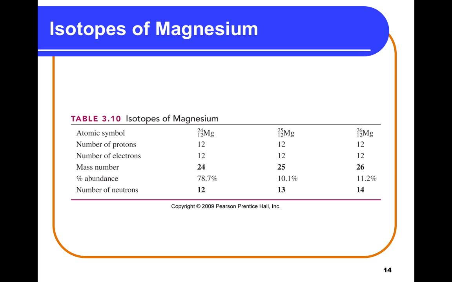The isotopes themselves are in different percentages, which is called relative abundance, for different isotopes of the same element. Here's an example of the isotopes of magnesium: magnesium-24, magnesium-25, and magnesium-26, and it shows you the only difference is the number of neutrons. We will talk about this when we talk about how to calculate atomic masses.